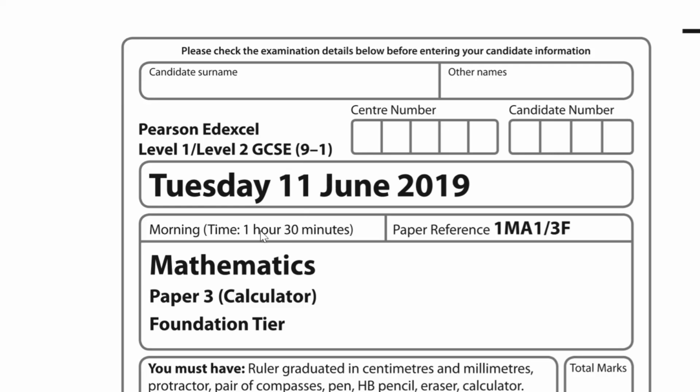Hi guys, this is the Edexcel GCSE 9-1 Maths Paper 3 from the Foundation tier, and it's from the June 2019 series.